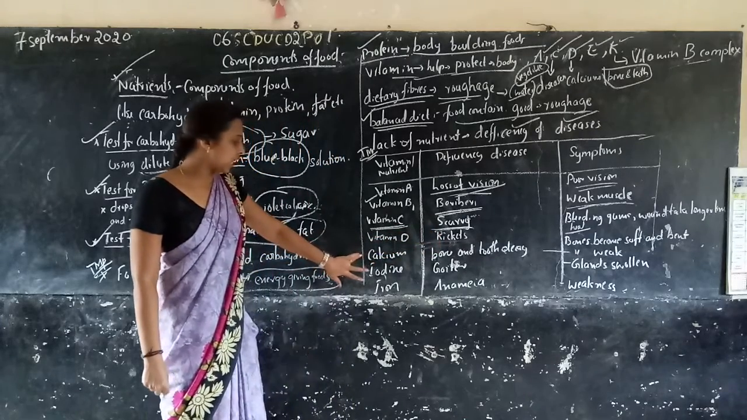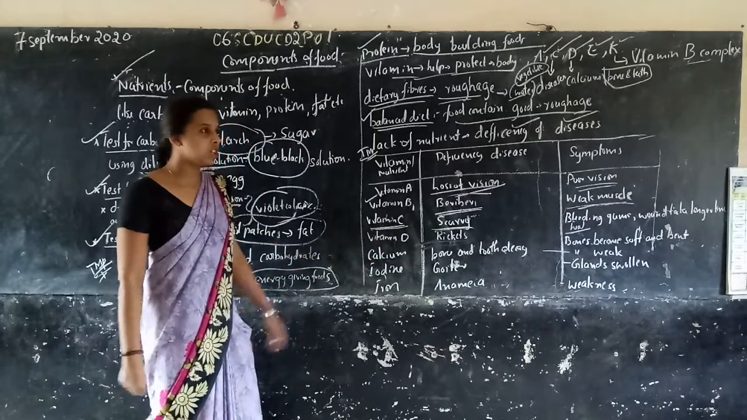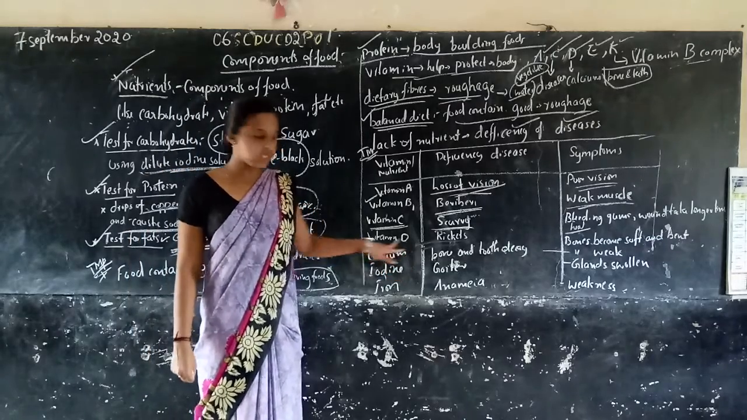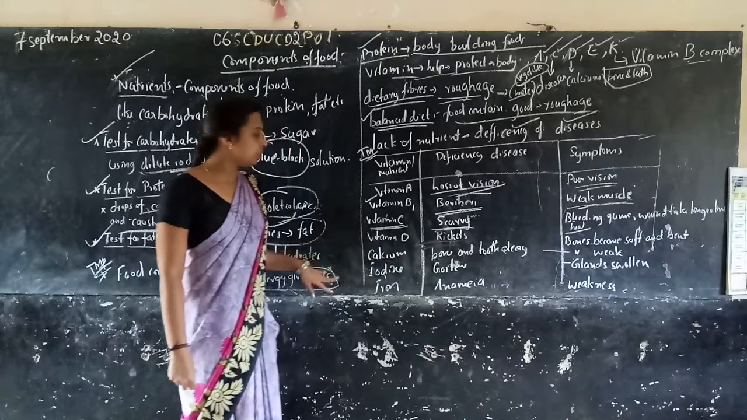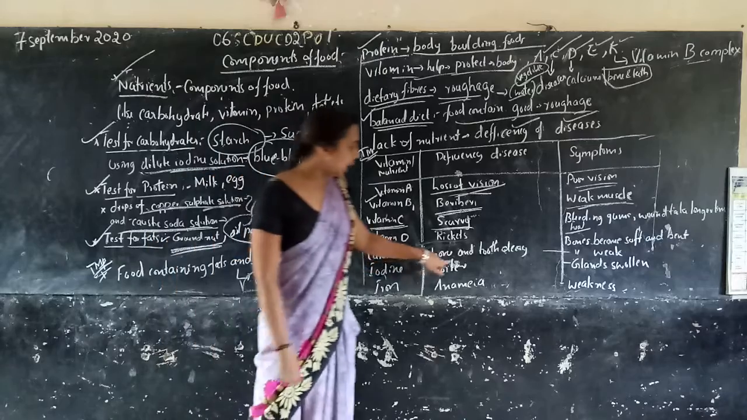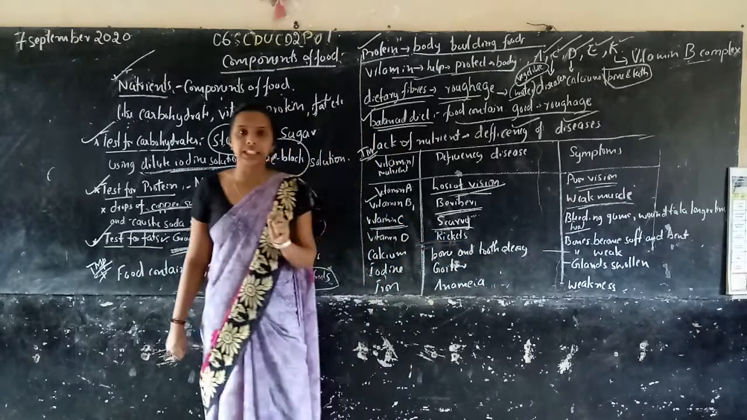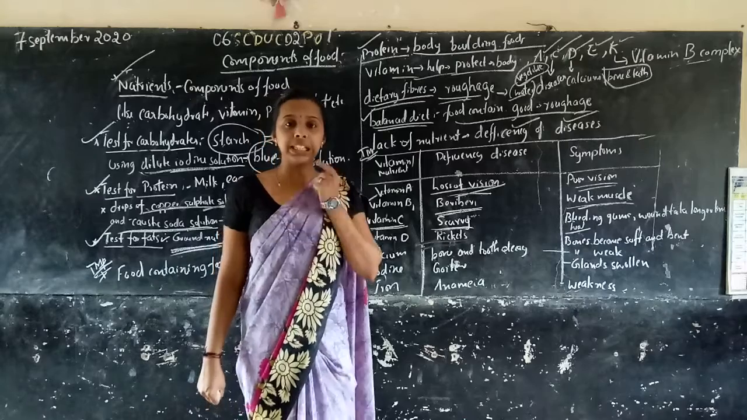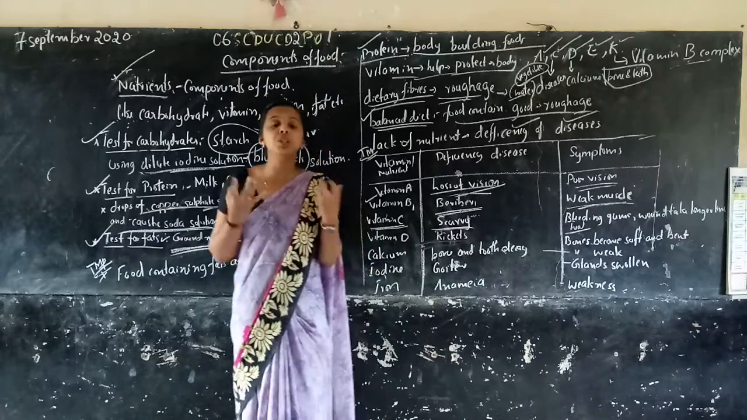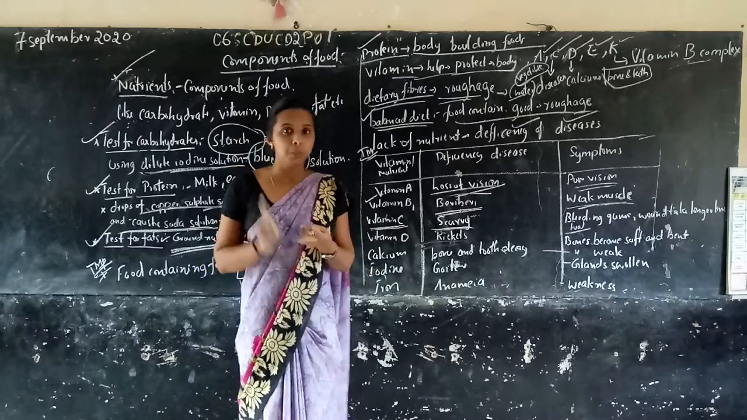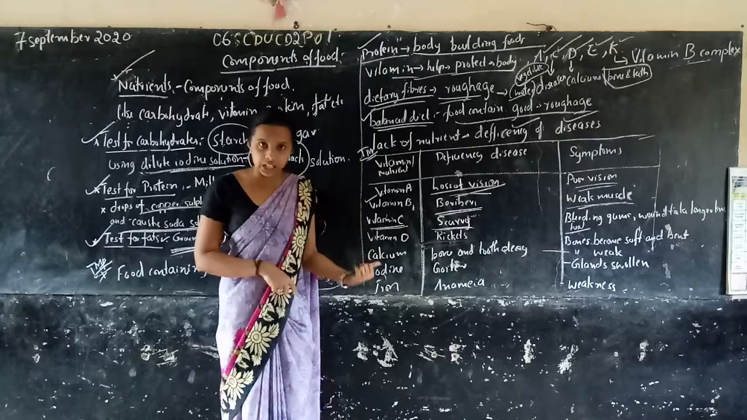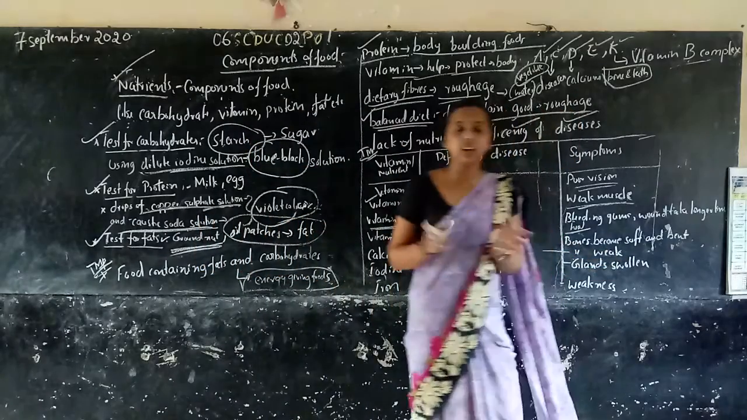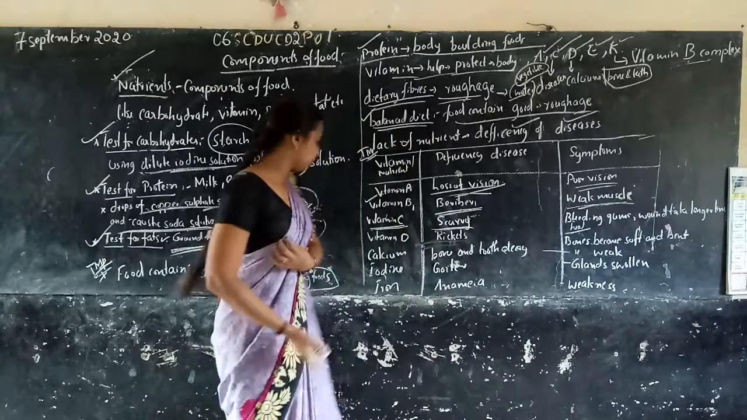Then in the case of calcium. When calcium deficiency occurs, bones and teeth decay. Calcium is a main source for the teeth and bones. It helps the strength of teeth and bones. If there is any deficiency of calcium in our body, the bones become weak and the teeth decay.